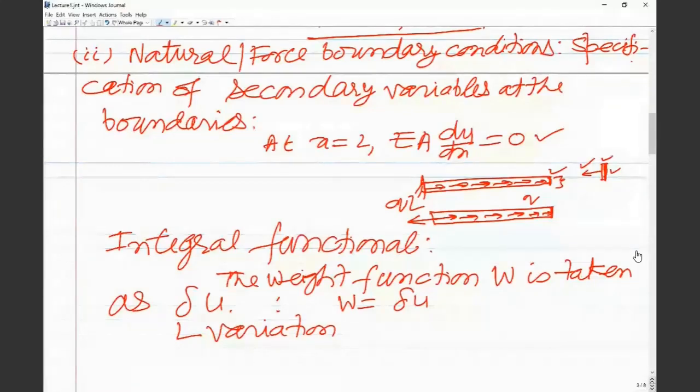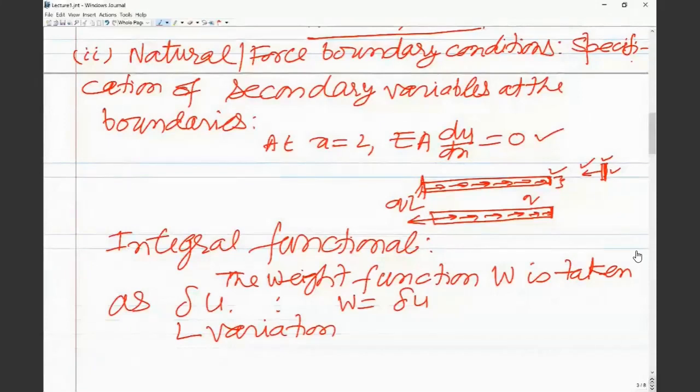the same rod, then one variable is the displacement along the x direction, and another would be the deflection along the y direction. So you will have one weight function W equal to delta U, which would be used in the governing differential equation corresponding to equilibrium of axial forces, and another weight function W equal to delta V, which will go with the differential equation coming from the bending moment balance.